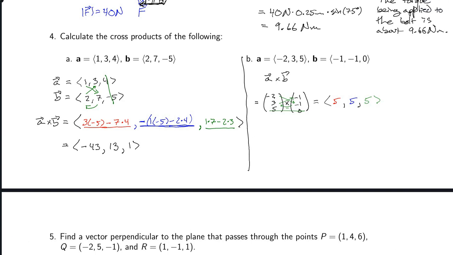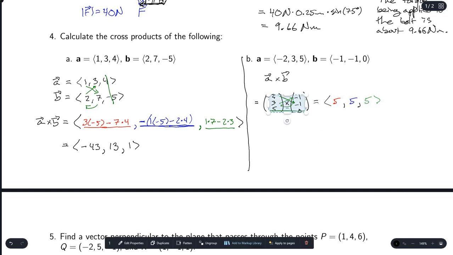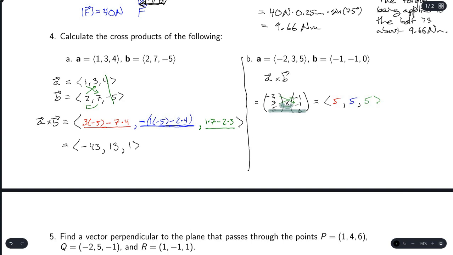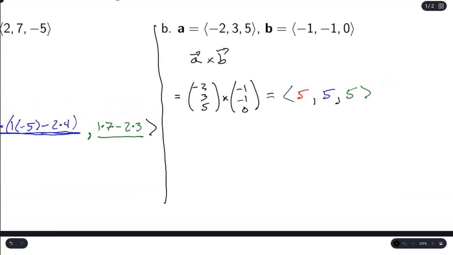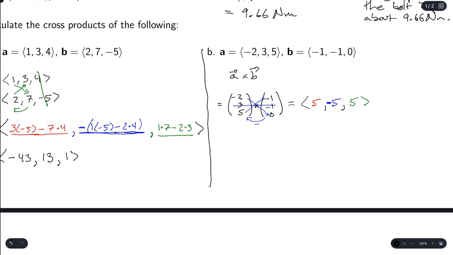Now, I always want to double check the middle. I think I may have forgotten the negation of the answer there, so let's look at that one more time. Ignoring the middle, we've got 0 minus negative 5 becomes a positive 5, but we need to negate that middle term. So yes, we definitely need to tack on a negative there. So 5, negative 5, 5 as our final answer.